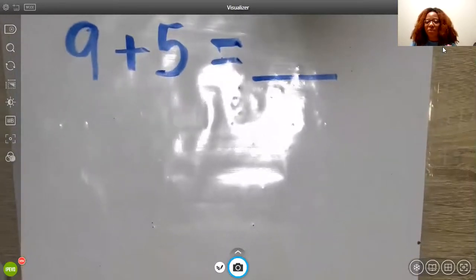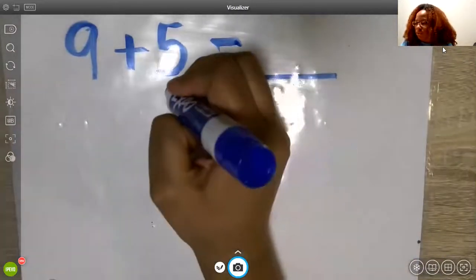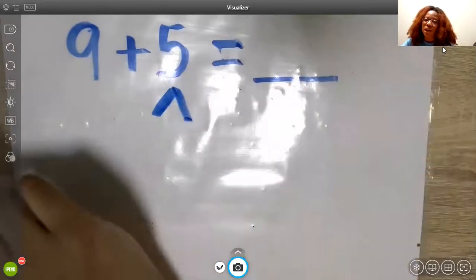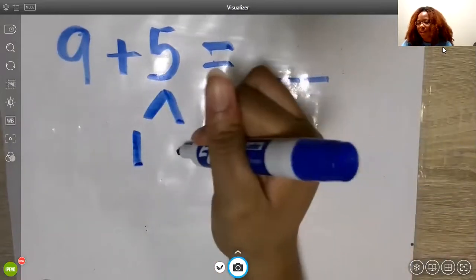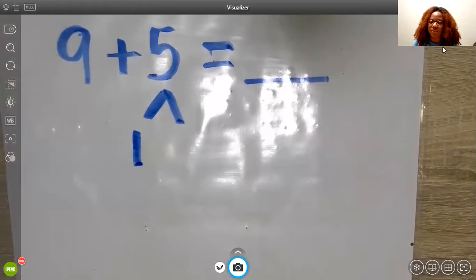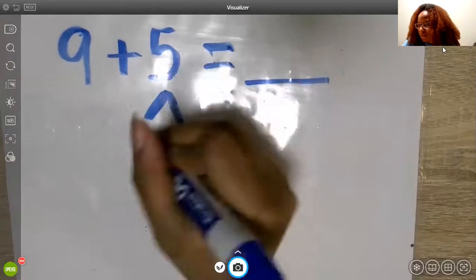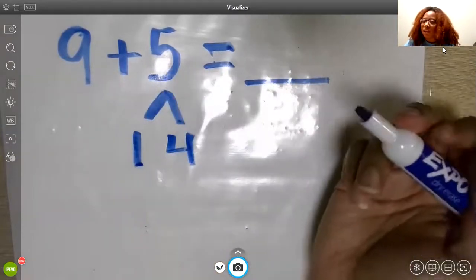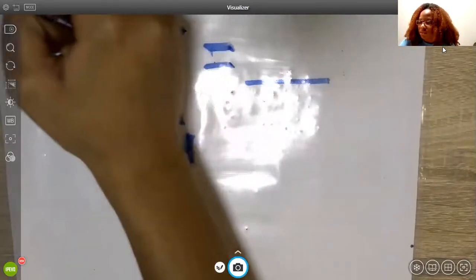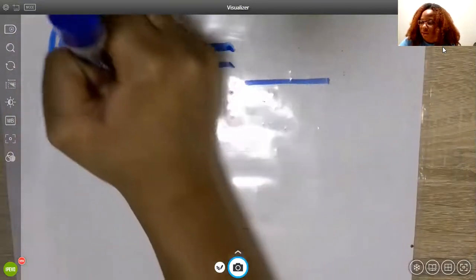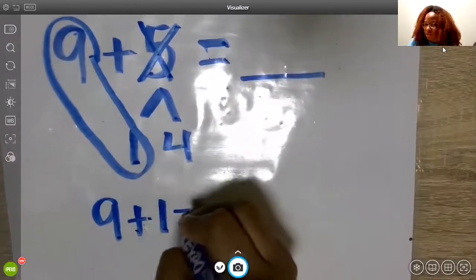I want to break down a number 5 because guess what? 9 only needs 1 more in order to make 10. So if I know 9 only needs 1 more, I'm going to make sure that I take out 1. But again, what will be my other part here? It will be 4 because guess what? 4 plus 1 equals 5. Now that I broke down a number 5, don't forget to cross it out. And I'm going to circle these two numbers together because I know that will be my first number sentence: 9 plus 1 equals 10.